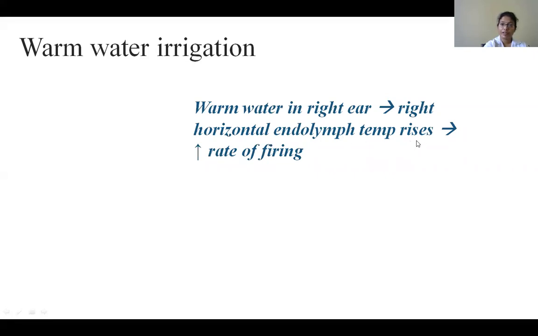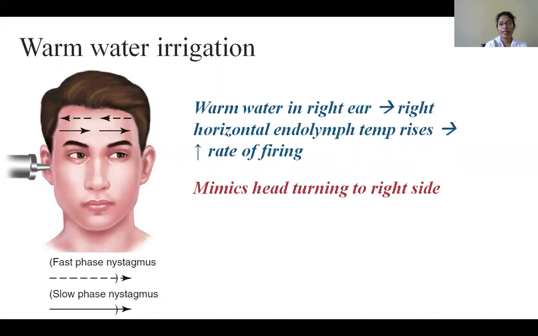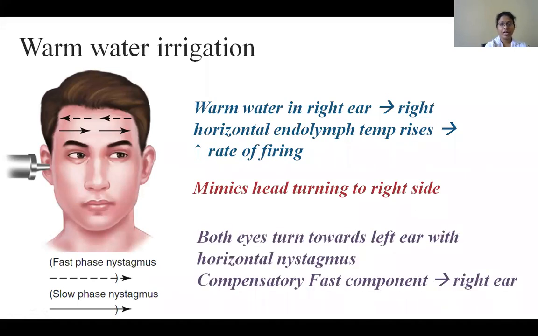So whenever the temperature rises, it will cause an increase in the rate of firing. Means the situation will be like the head is turning to the right side. So if the head is turning to the right, where will the eyes rotate? The eyes will start turning towards the left ear with horizontal nystagmus, means towards this side. So the bold arrows mean the slow phase of the nystagmus. So this will start turning to the left side, and the compensatory fast component will be towards the right ear.